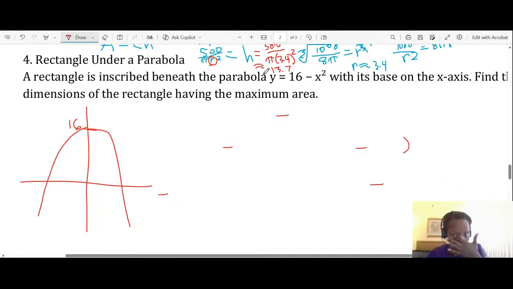Right? So we know that the maximum height could be no more than 16, but it's definitely going to be less than 16, for the height of the rectangle, because we want a rectangle that's going to be in here. I want the maximum area.